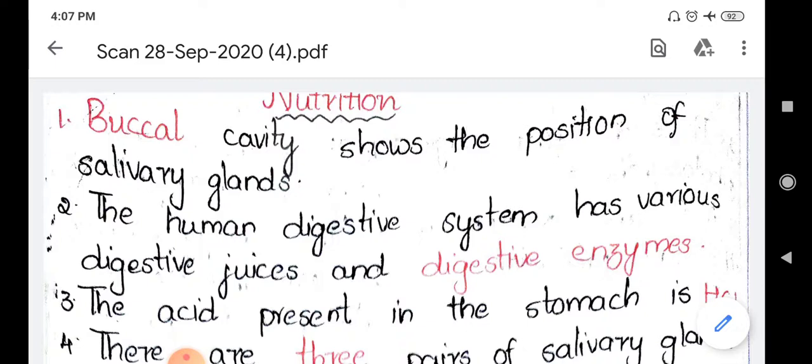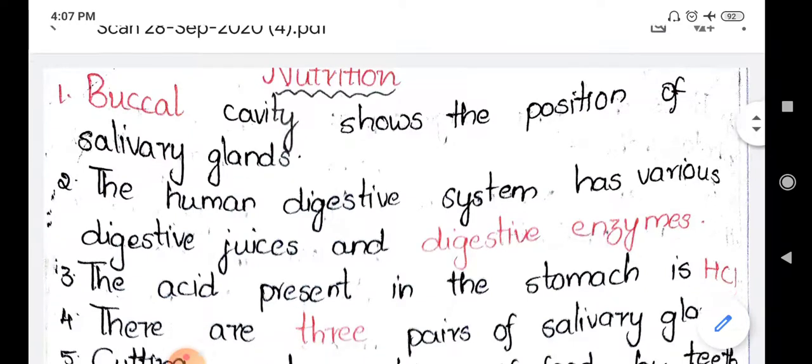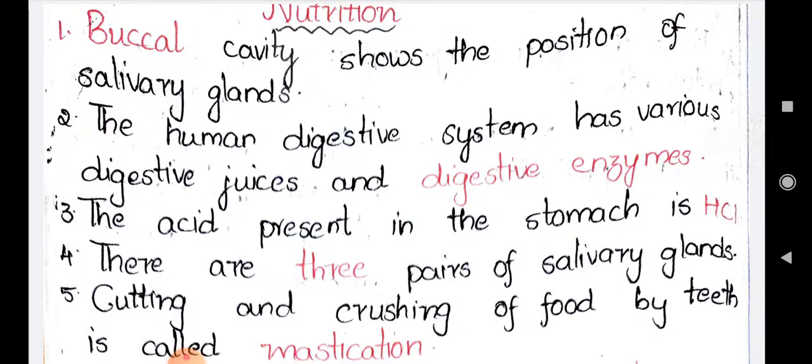The next bit is: the acid present in the stomach is what? The acid that is present in the stomach is HCl, hydrochloric acid, which is acidic in nature. You may wonder, if the acid is present in the stomach, how can the stomach survive, or how can we survive?